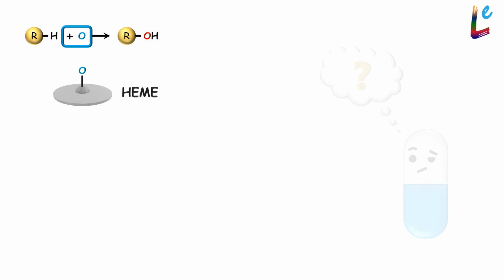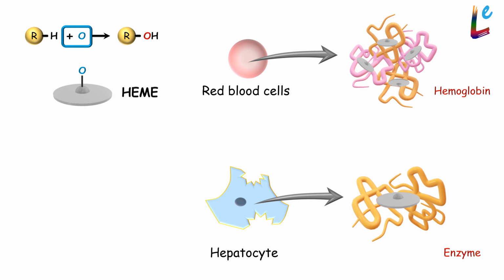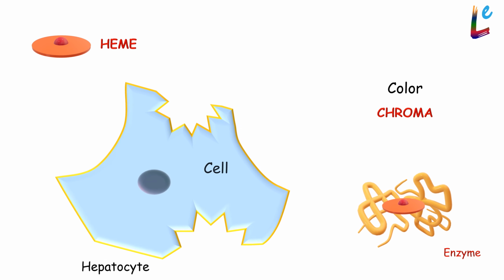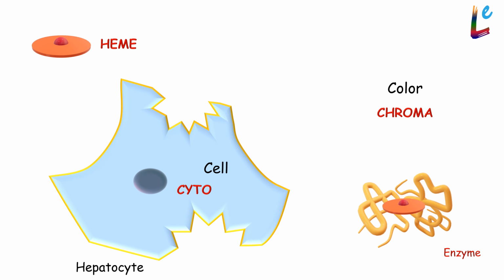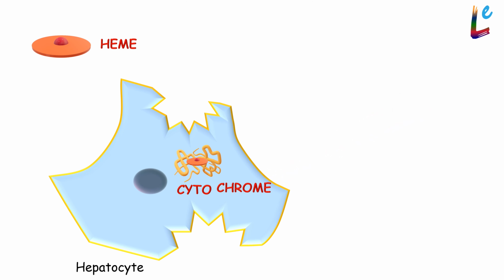It is heme. We know that in the red blood cells, heme within hemoglobin binds to oxygen. Similarly, in the hepatocyte, heme within the xenobiotic metabolizing enzymes also bind to oxygen. Now, heme is a colored pigment. The Greek word for color is chroma, and the cell is denoted by cyto. So, this colored enzyme within the cell is called cytochrome.